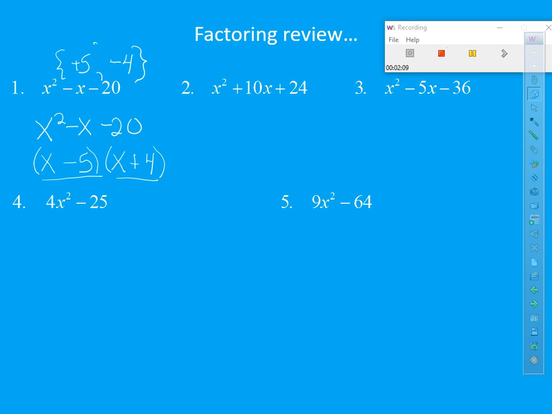So number 2, here's another one just like it. There's no number right in front of there. It's a 1. So we're going to go two parentheses, x and an x. Your job, go find me two numbers that multiply to be positive 24 that add up to be positive 10. And if we do that, I'm going to get a positive 4 and a positive 6. If I set that equal to 0, I'm going to get negative 4 and negative 6.